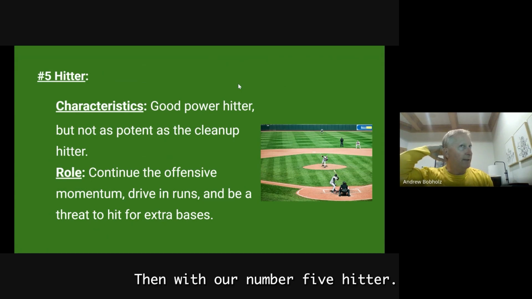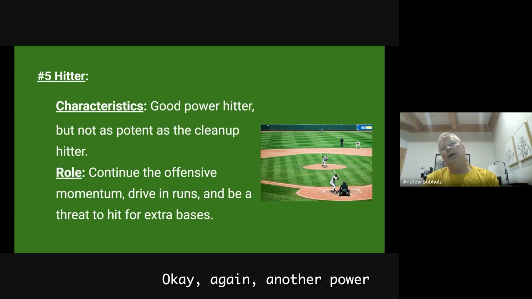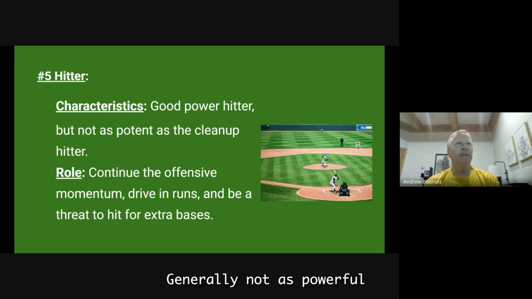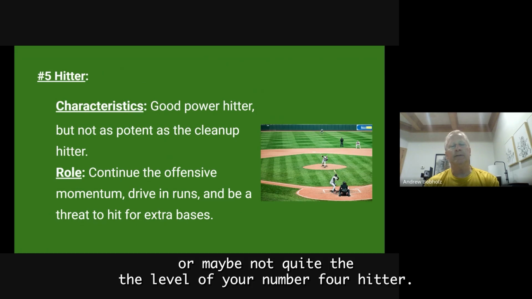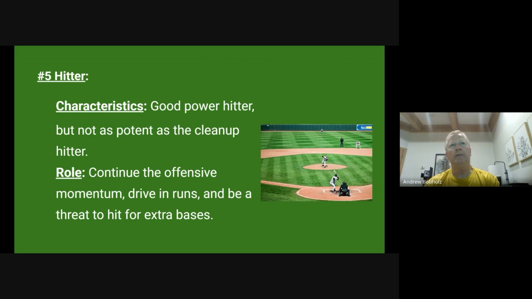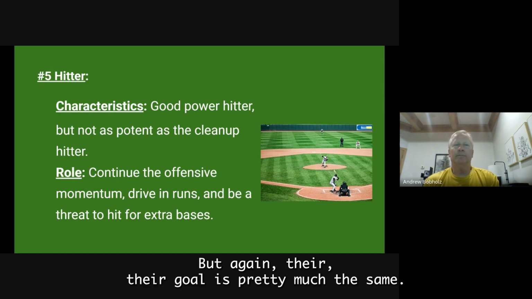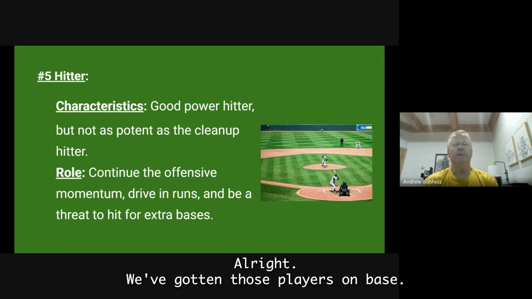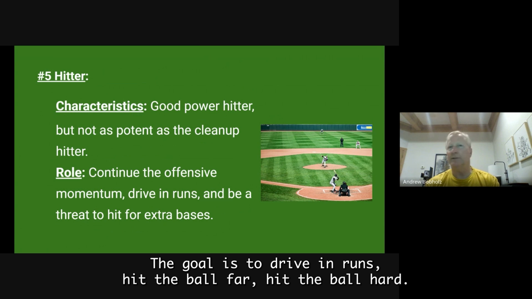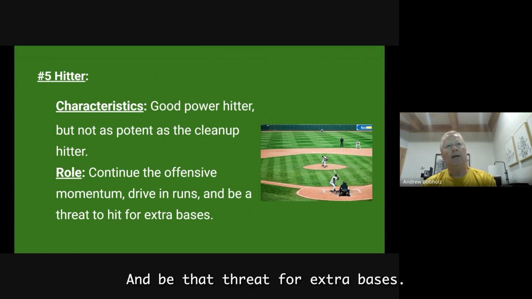Then with our number 5 hitter, okay, again, another power type hitter is generally in this spot. Generally not as powerful, or maybe not quite the level of your number 4 hitter. So this might be your number 2 power hitter. But again, their goal is pretty much the same. All right, we've gotten those players on base. We've been driving them in. This one's going to continue that momentum. The goal is to drive in runs, hit the ball far, hit the ball hard, and be that threat for extra bases. So that is your number 5 hitter.